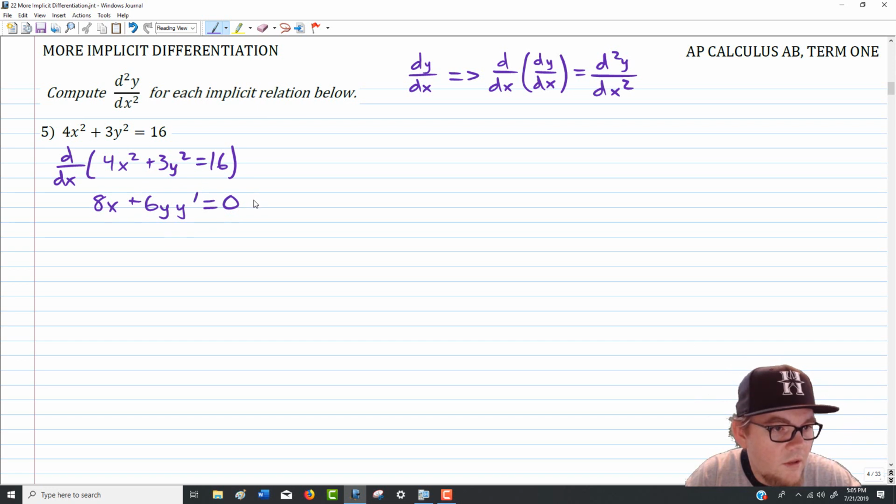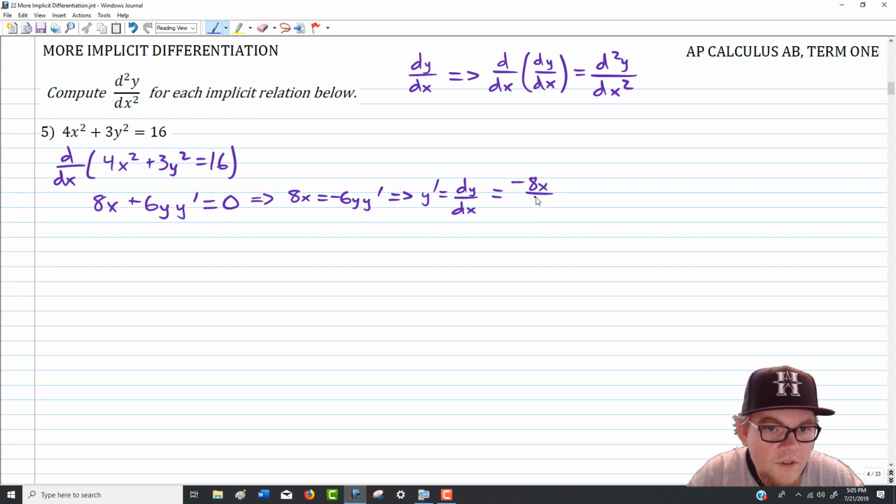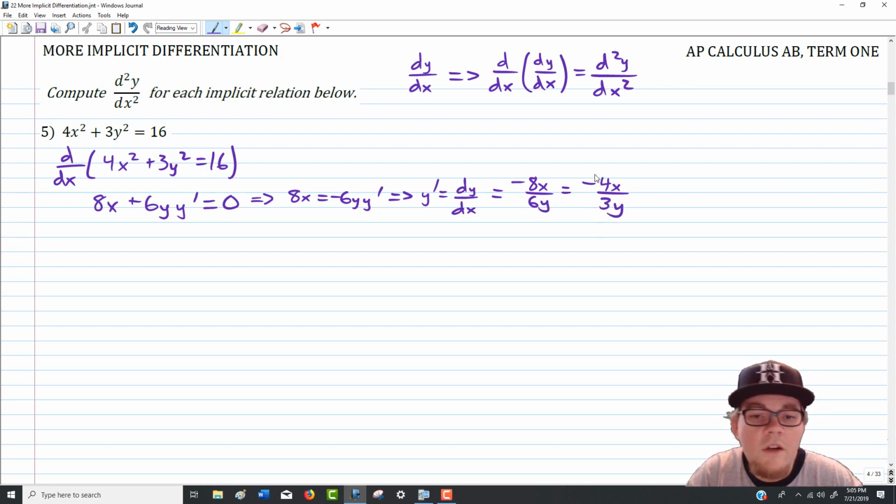Now, looking at our pieces here, we can very quickly move some stuff over. We'll get 8x equals negative 6y y prime. It's going to lead us to y prime, otherwise known as dy dx, being equal to negative 8x over 6y, which you probably better know as negative 4x over 3y. So there is our first derivative.